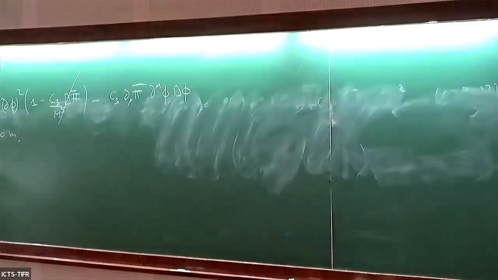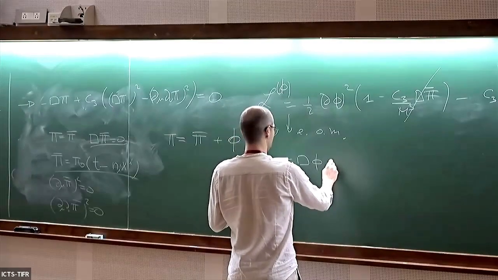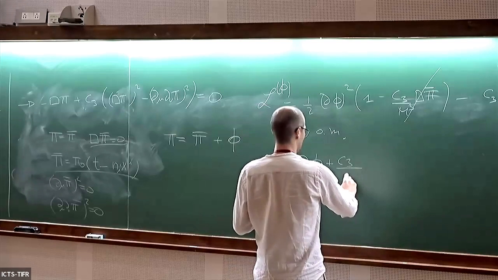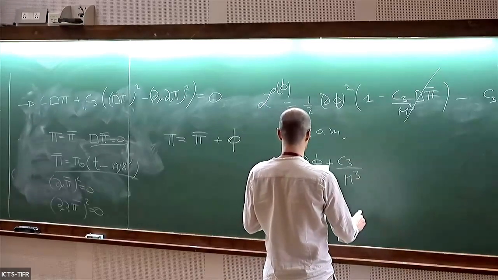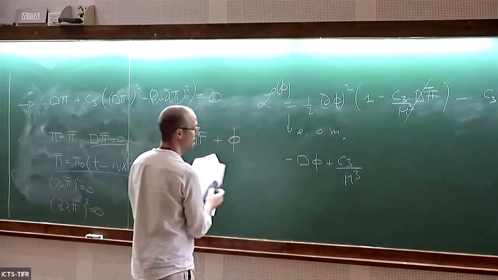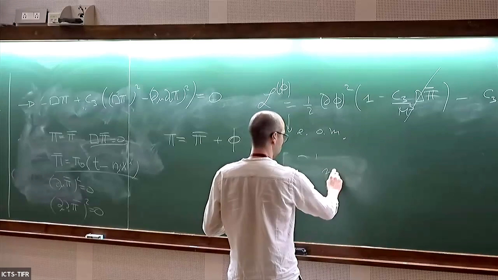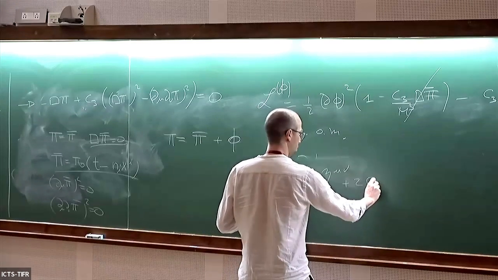For the perturbation, you get minus box phi plus C3 m cube. Let's write it this way. Eta mu plus 2C3.